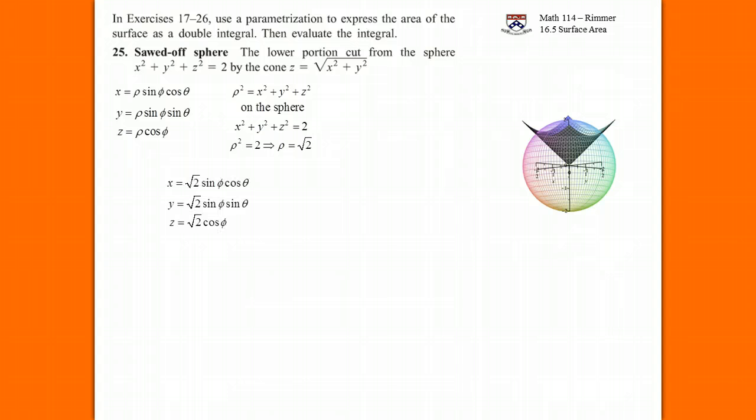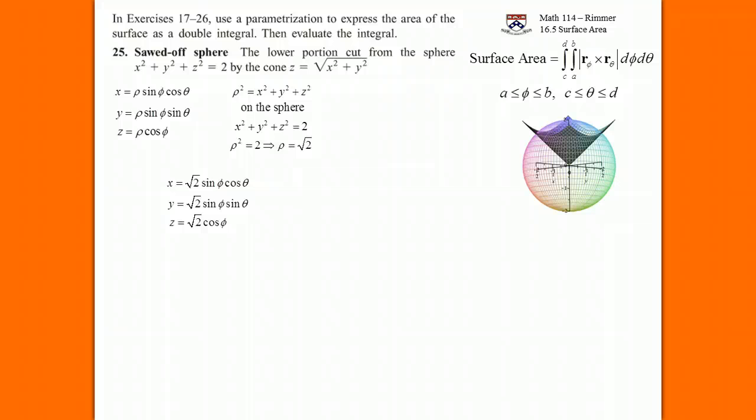It's the surface area of a sphere, where rho is constant. If you look at the equation x squared plus y squared plus z squared, that's what rho squared is. So rho squared is 2, and so rho is root 2. Now we can replace the rho's in the formula with root 2's, and this would be our parameterization. When you parameterize, you come up with what x is as a function of two variables, what y is, and what z is. And this is what we end up with: root 2 sine phi cosine theta for x, root 2 sine phi sine theta for y, root 2 cosine phi for z.